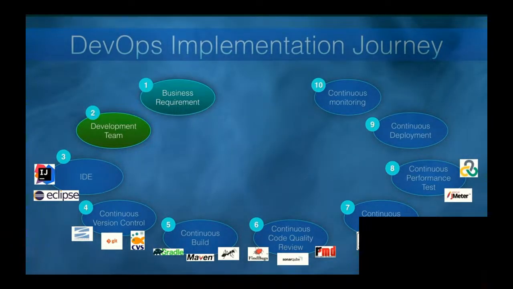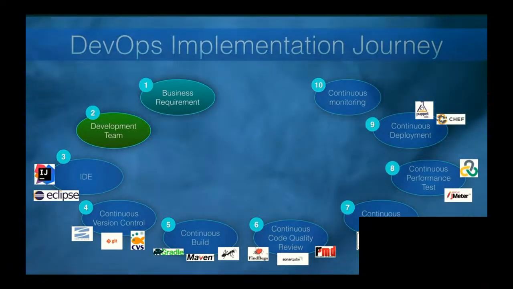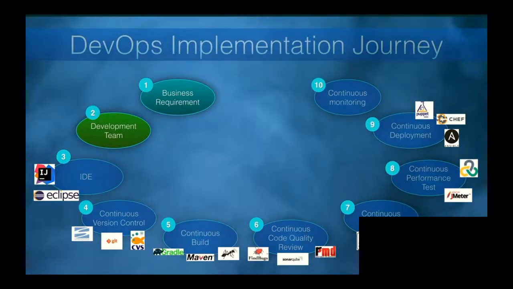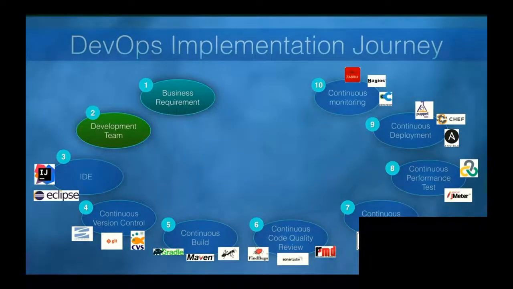For deployment, you can use Chef, Puppet, and even Ansible. For uptime and resource monitoring, you can use Nagios, Zabbix, or even Centreon, for business tasks or any APM tool.